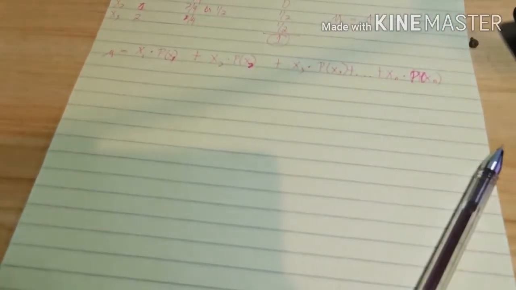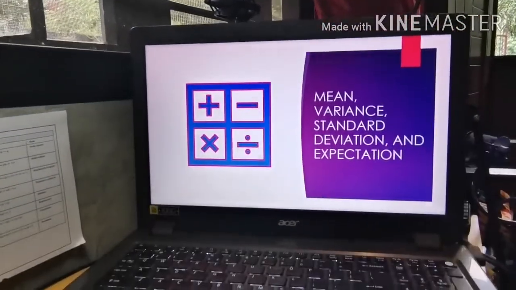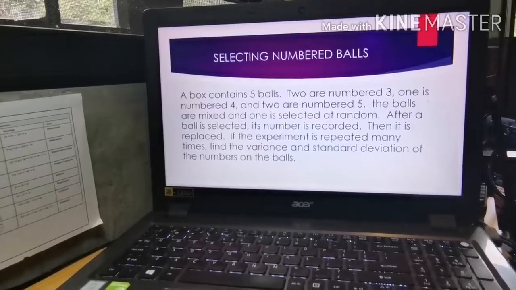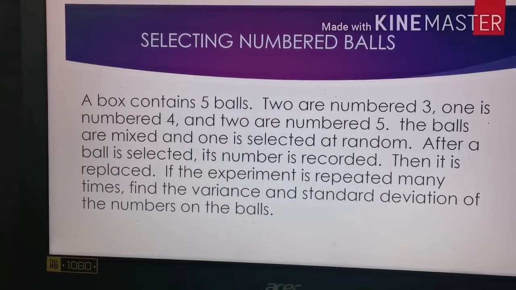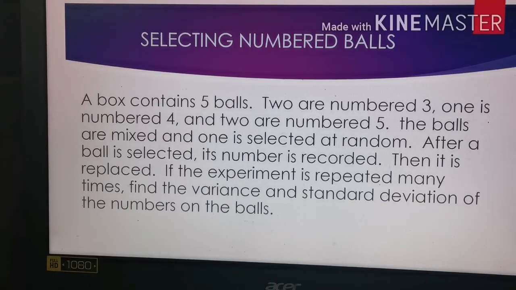Let us have another example for a deeper understanding. Ayan, dito tayo ulit. Sana hindi kayo nahihilo. Now we have selecting numbered balls. A box contained 5 balls. 2 are numbered 3, 1 is numbered 4, and 2 are numbered 5.